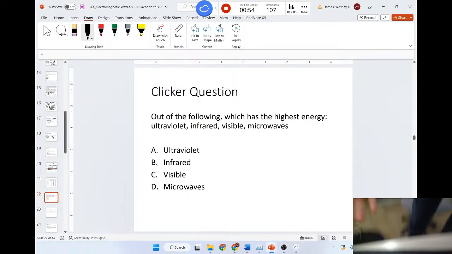So which of the following is highest energy? Ultraviolet, infrared, visible, microwaves. This could be reworded as what is the most dangerous? The same thing. Out of these four, I did not put the one with the highest energy on here.